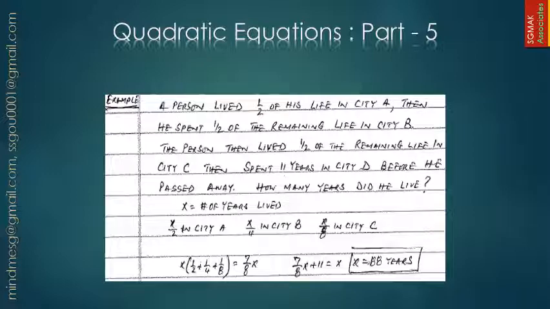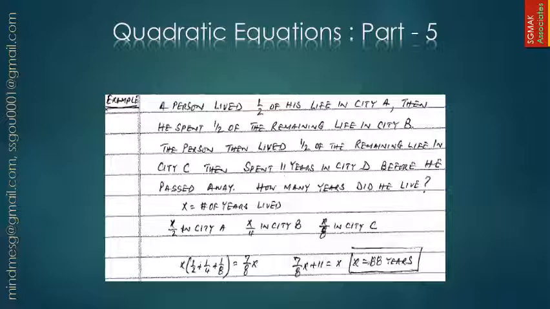This is the last problem for this segment. The problem states like this: a person lived one half of his life in city A, then he spent half of the remaining life in city B. The person then lived half of the remaining life in city C, and then spent 11 years in city D before the person died. How many years did he live?